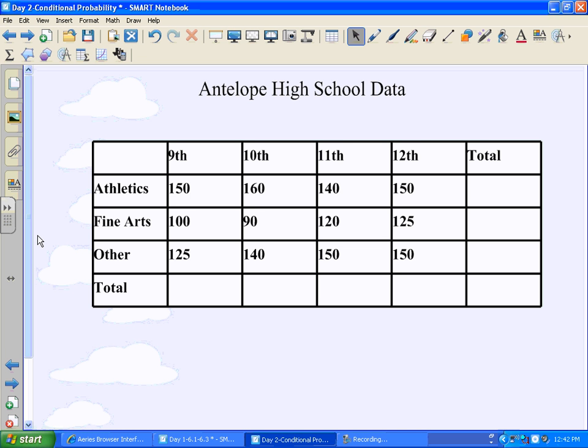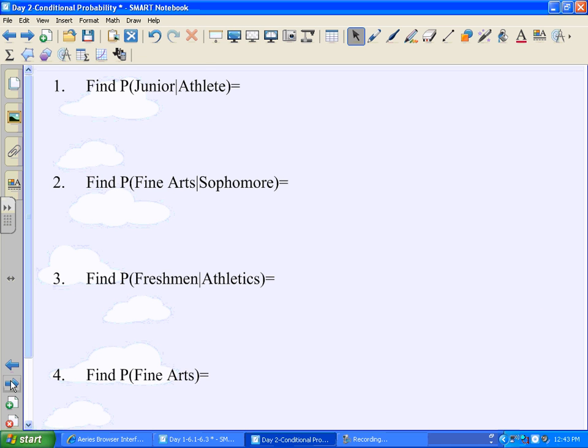Okay? So that's just a data set representing our student population. Like I said, it's off based on a while ago. And what we're going to do is then take this data set and calculate some probabilities here. First probability I want to look at is the probability of what?